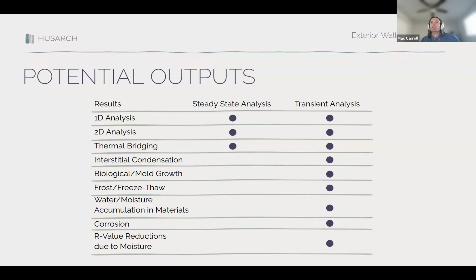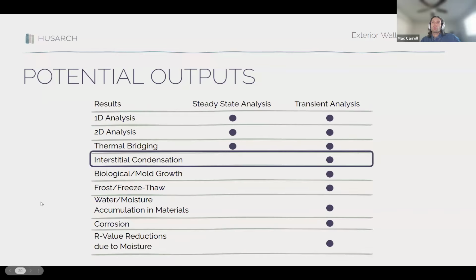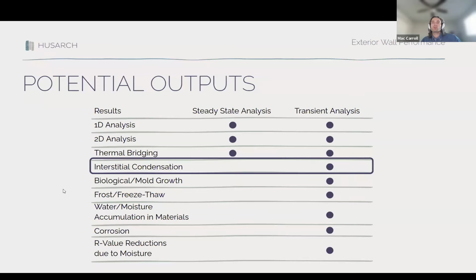As we've already said, we're focusing mostly on interstitial condensation. One of the more important things to look at in this transient analysis is the water and moisture accumulation in materials. That can be particularly important if you have organic materials like plywood or any type of wood in your wall section, and you need to be concerned about whether a lot of water is accumulating in that. You can look at frost and freeze-thaw issues, biological and mold growth, and corrosion issues as well, using software, primarily WUFI for this, but I think you can do it with some other software as well.